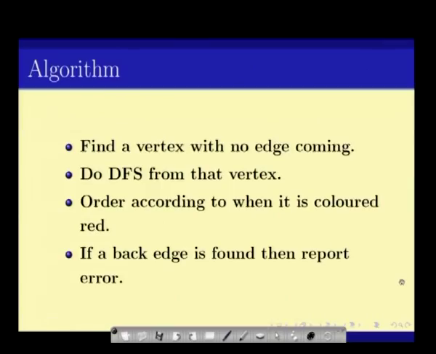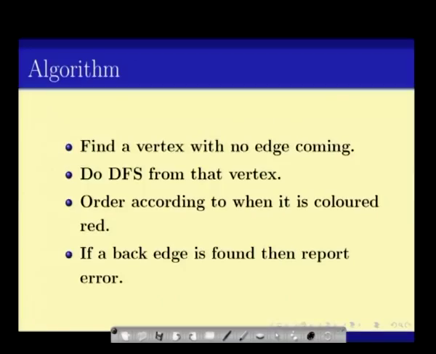So, the algorithm is: find a vertex which has no edge coming in, something that is the first thing that has to be done. If the graph is acyclic, there must be some job that should be done before any other job is done. Then you do a DFS from that vertex, and according to when it is colored red, you output it. And if we find a back edge, that means we have found a cycle, and we report there is a problem in the set of rules.